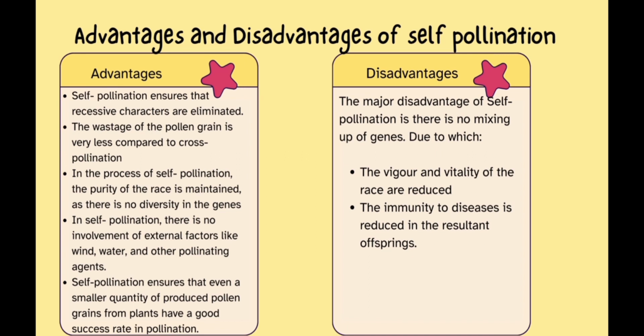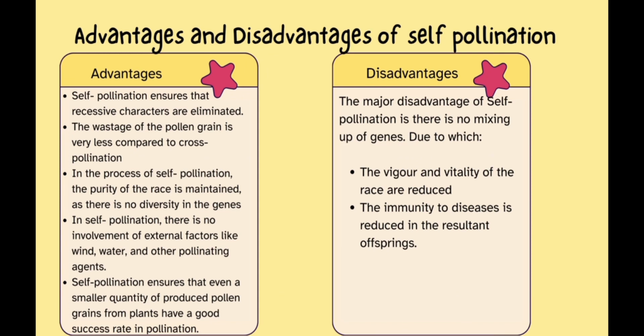Advantages and disadvantages of self-pollination. Advantages. Self-pollination ensures that recessive characteristics are eliminated. The wastage of the pollen grain is very less compared to cross-pollination. In the process of self-pollination, the purity of the race is maintained as there is no diversity in the genes. In self-pollination, there is no involvement of external factors like wind, water, and other pollinating agents. Self-pollination ensures that even a smaller quantity of produced pollen grains from the plant have a good success rate in pollination.